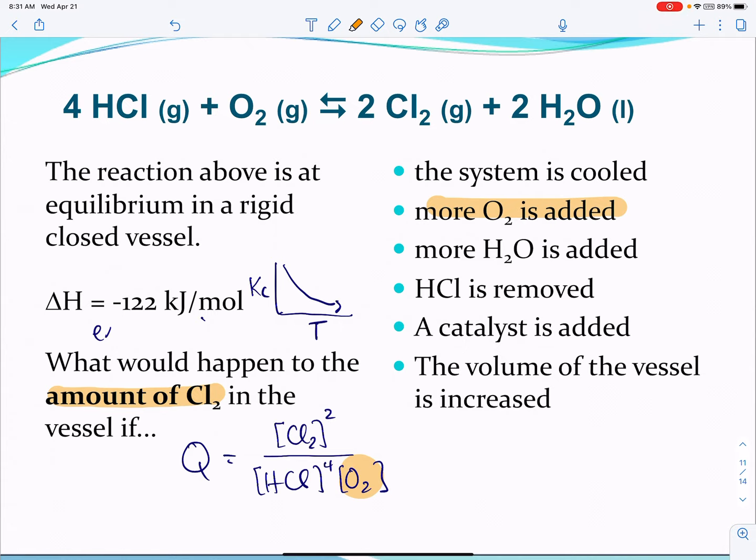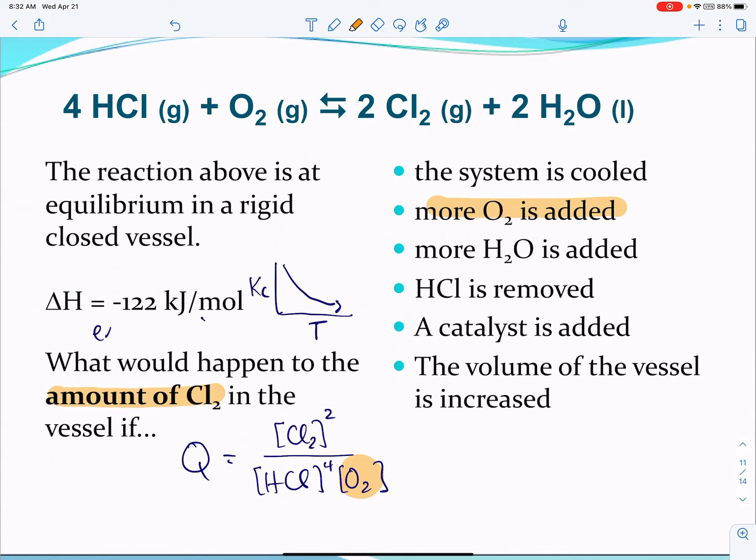The next thing I would say is that Kc is unaffected because the only thing that changes the Kc is changing temperature. So adding oxygen doesn't affect Kc. So Q got smaller and Kc didn't change. If you think about that, then that means that Q is now less than Kc. That would be the next thing I'd put. Q is less than Kc. And now it's the same as the last example. If Q is less than Kc, that will cause a forward shift in equilibrium, and you'll end up producing more chlorine gas.